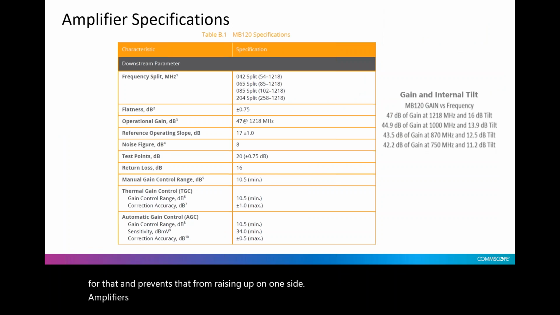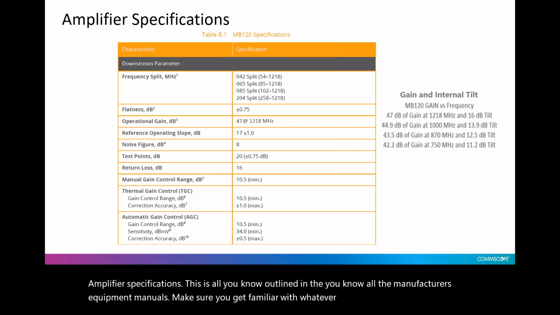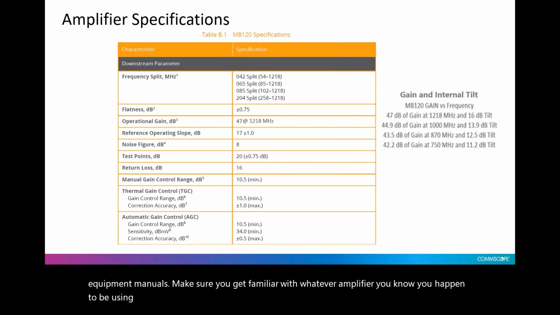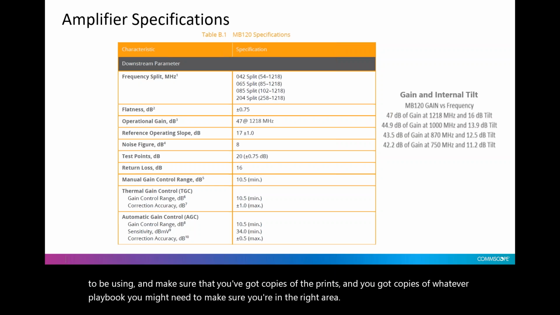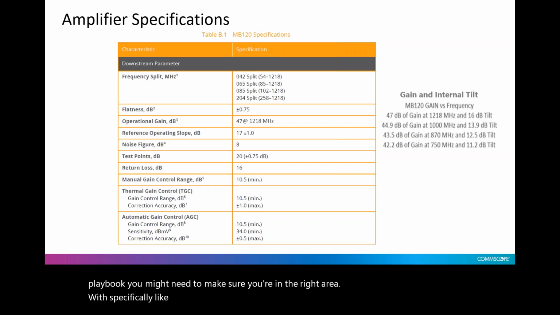Amplifier specifications, this is all outlined in all the manufacturers' equipment manuals. Make sure you get familiar with whatever amplifier you happen to be using, and make sure that you've got copies of the prints and copies of whatever playbook you might need to make sure you're in the right area. Specifically, Charter has a high split, they skipped over mid split, and they also have a playbook on subsplit.